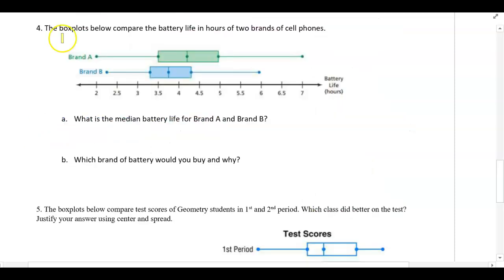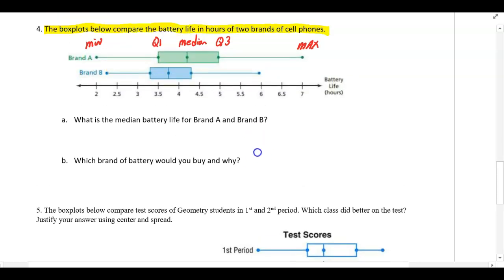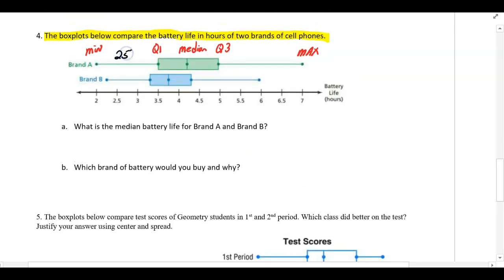For problem number 4, we want to compare the box plots of the battery life of two brands of cell phones. So we have brand A in green and brand B in blue. And just as a quick reminder, this is the minimum. This is quartile 1. This is the median. This is quartile 3. And then this is the max. And as a reminder, each whisker is 25% of the data. Each box is 25% of the data.